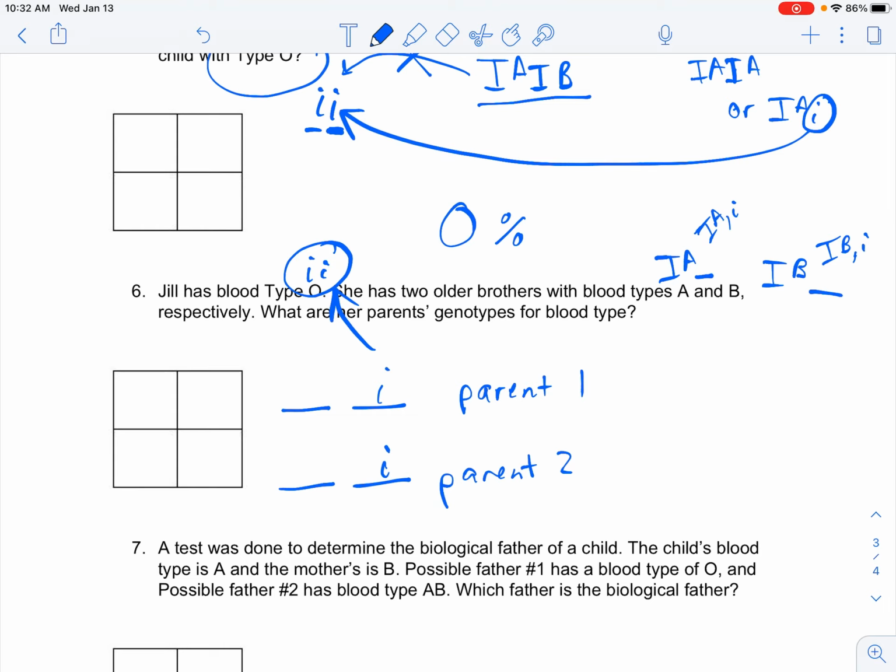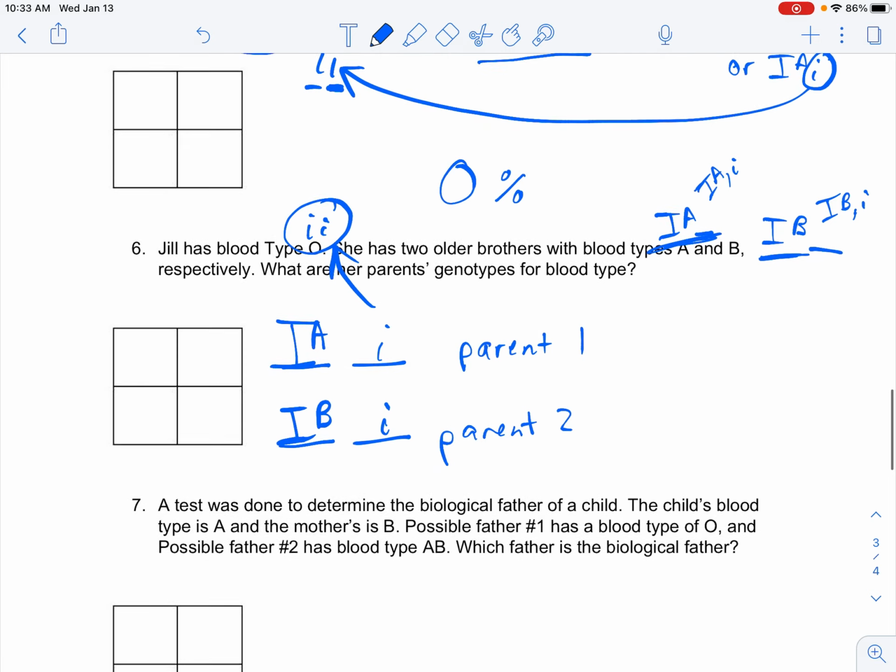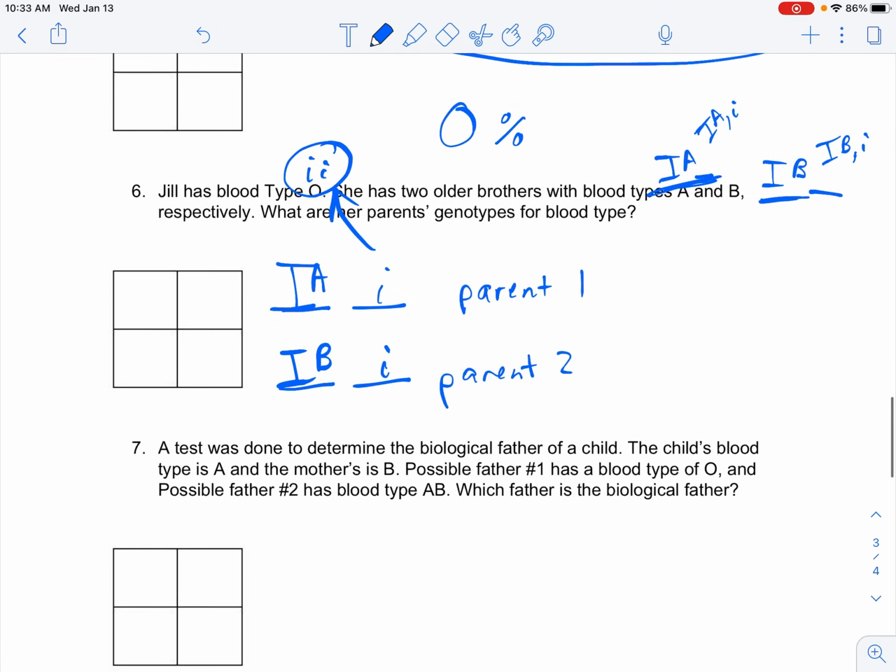But if you look at the rest of the problem, the parents have to have these alleles. So parent 1 might have had the IA, and parent 2 might have had the IB. And if you set up the Punnett square cross, it's possible to get type A, type B, type AB, or type O. So it's possible that the children have any of those 4 blood types. If you have heterozygous A and heterozygous B as parents, the result could be children with any of the 4 blood types.